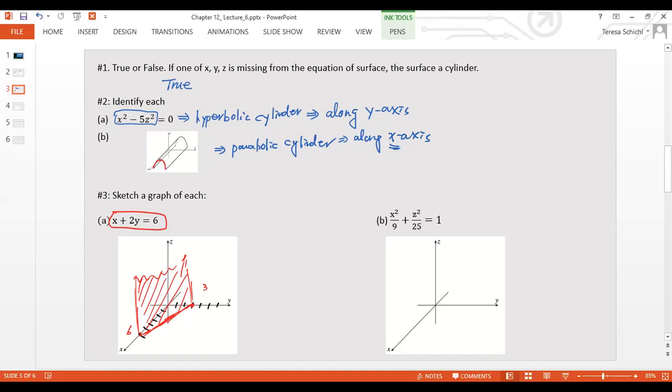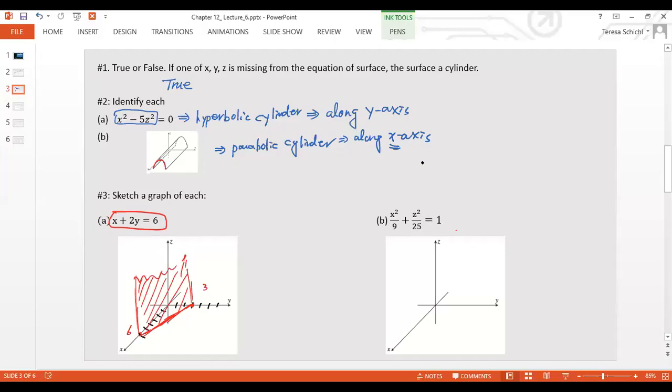Okay, so now let's take a look here. The second one, they said, is x squared over 9 plus z squared over 25. So think about it. If you only look at the trace, what is the trace? This is an ellipse, correct? Let's see what type of ellipse this is, right?